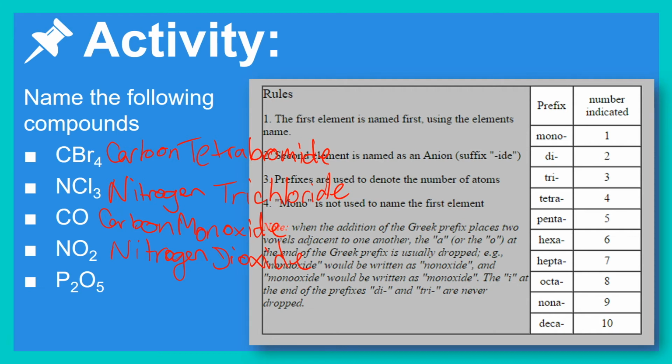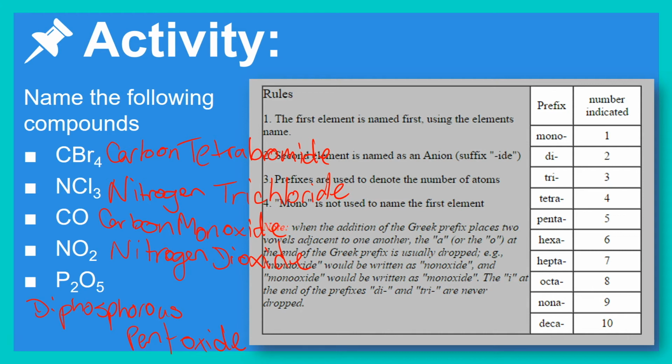So our first one is phosphorus, but we have 2, so we need to represent that, and we're going to say diphosphorus. Our second element is oxygen. Remember, oxygen becomes oxide, and we have 5 of them, so it's going to be pentoxide. Okay, and that's how we can name a compound.